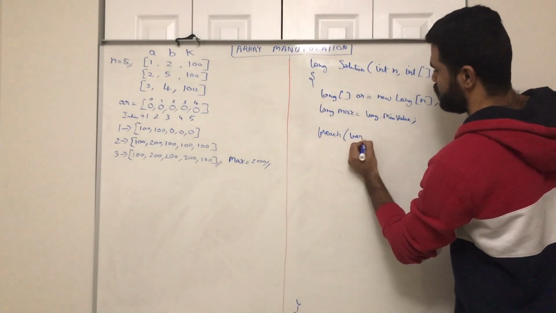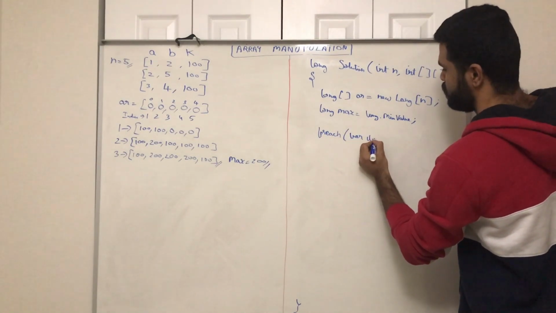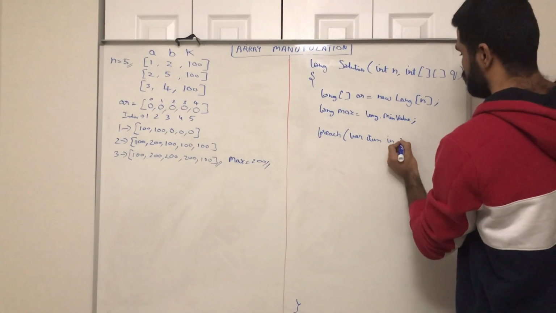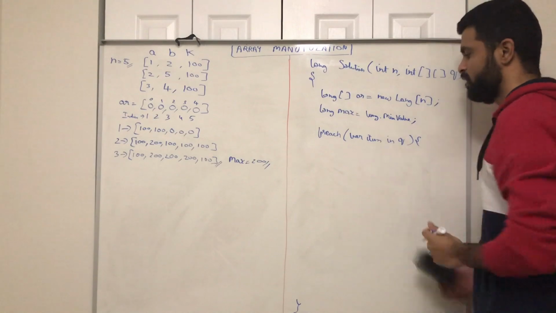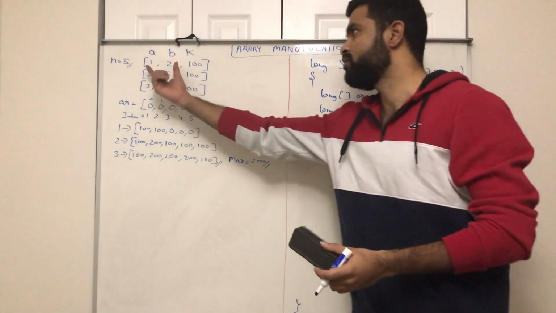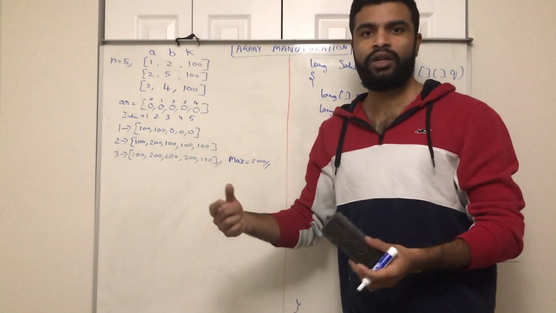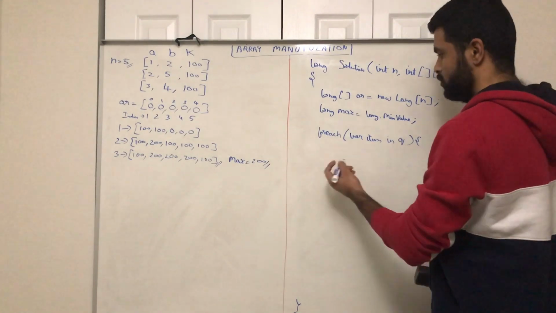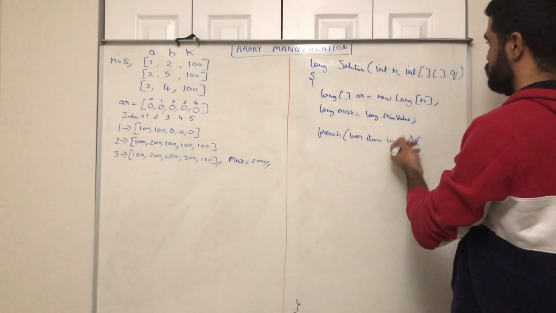var item in cube. So item is nothing but one query. So each item will be having all these three values. Each item is nothing but an array. Okay. So I'll be iterating the queries.